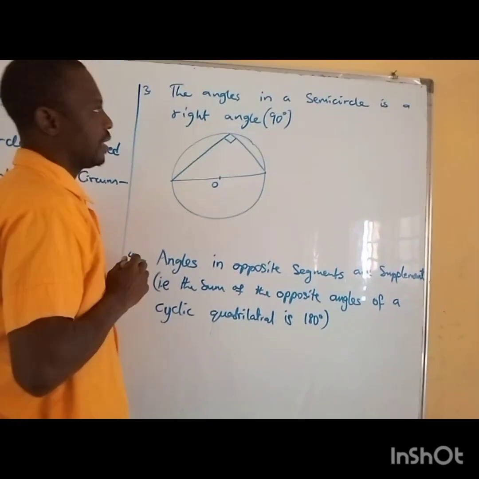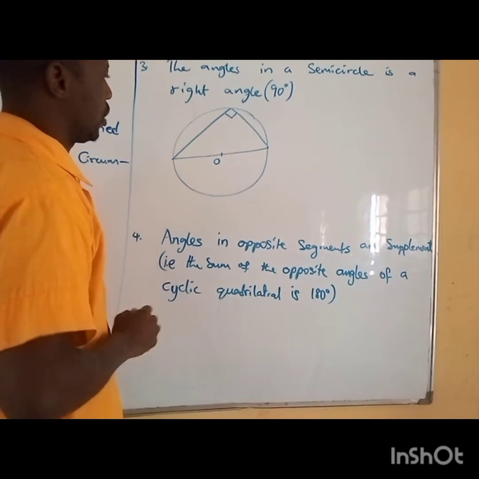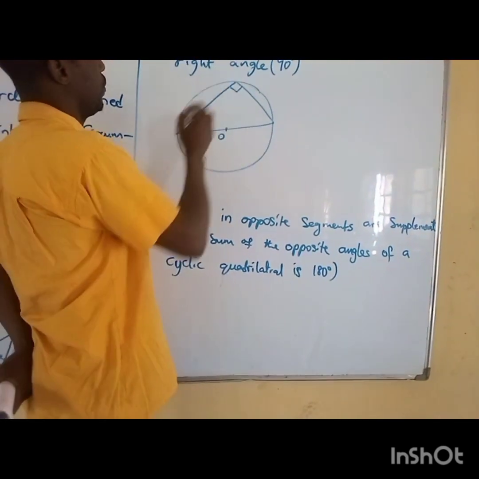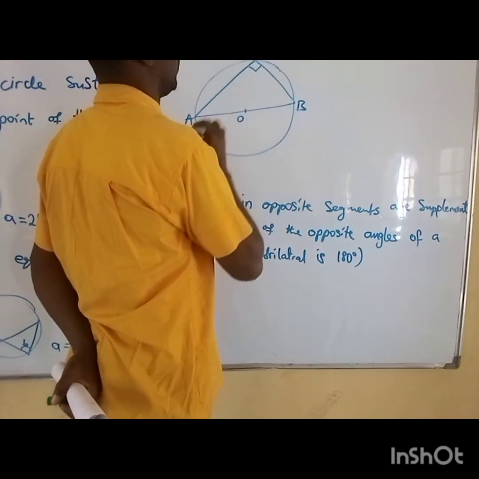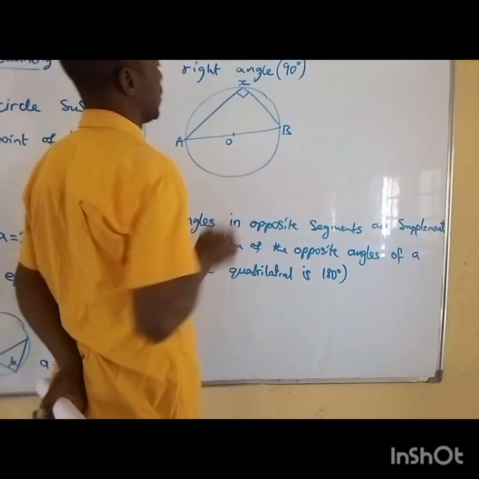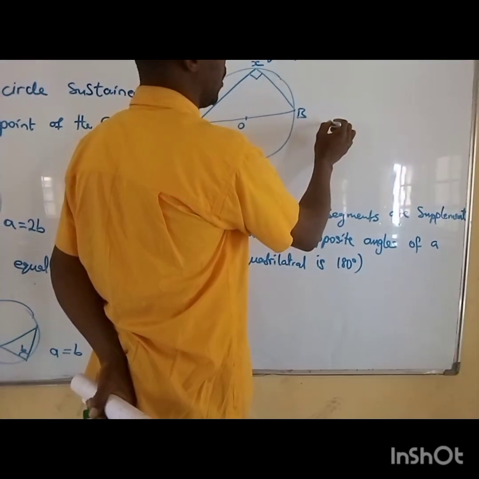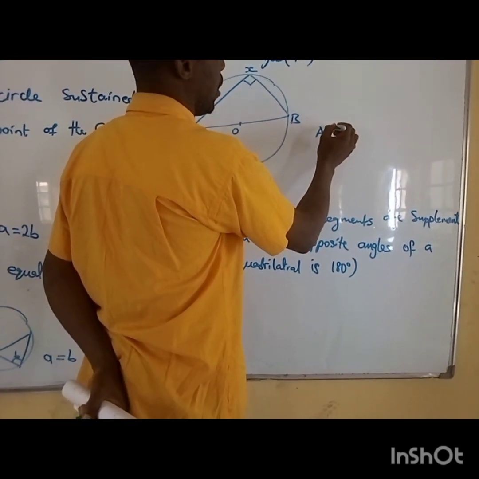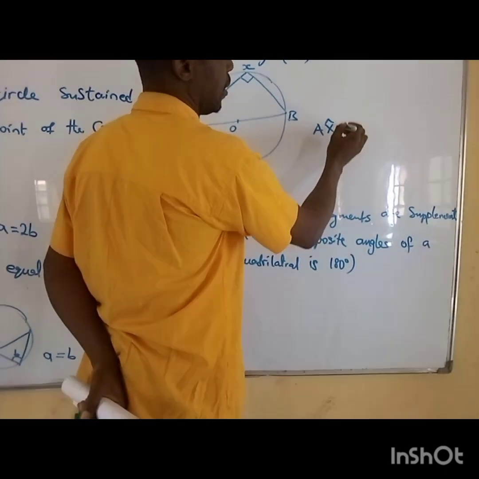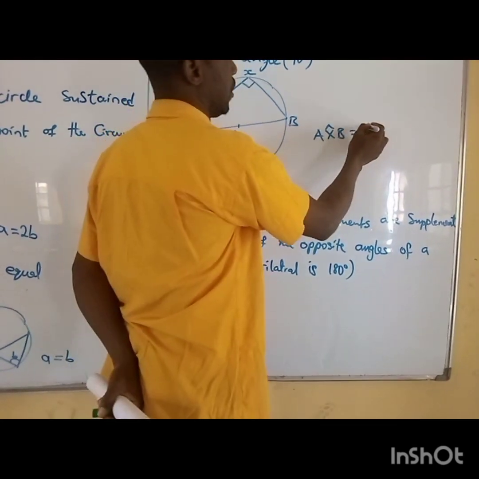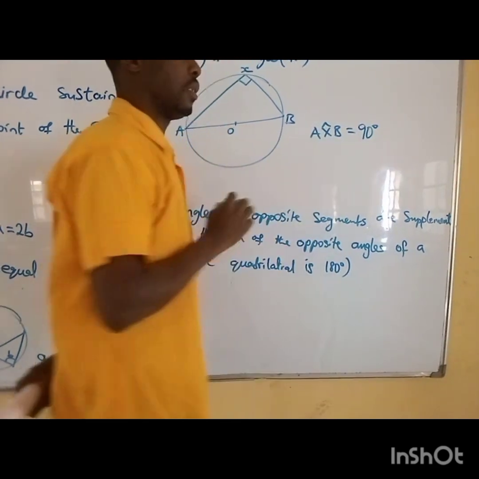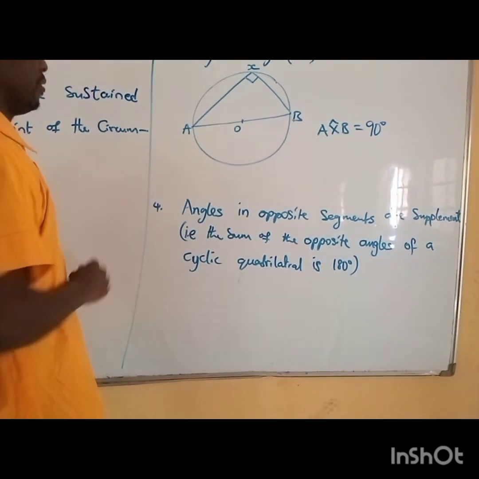So that's the third theorem. So if this is line AB, for instance, and this is x. So if we have AXB, the angle at x is equal to 90 degrees. That's the meaning of the third theorem.